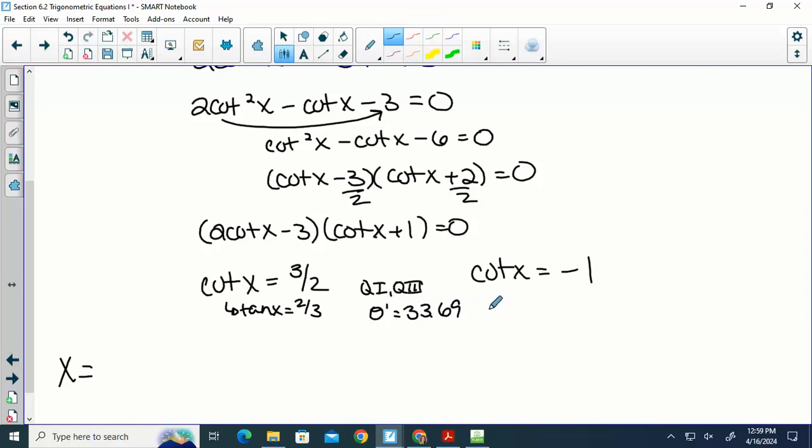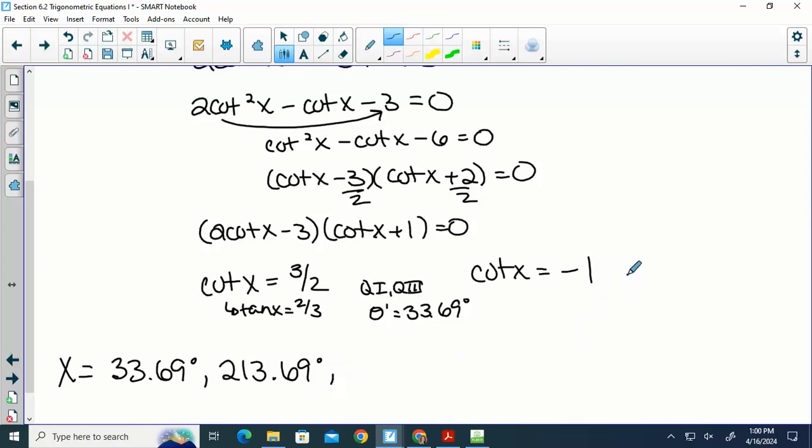We have 0.690067. I'm just going to say 33.69 degrees. So in quadrant 1, your reference angle is your angle. What do you do for quadrant 3? You add 180, because you go to the 180 and a little bit further. So we add 180 to 33.69 degrees.